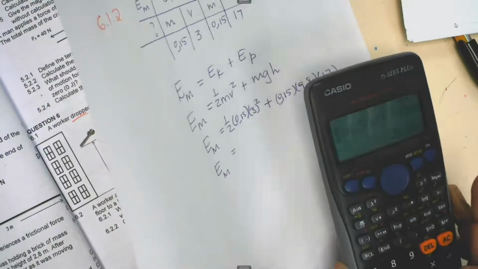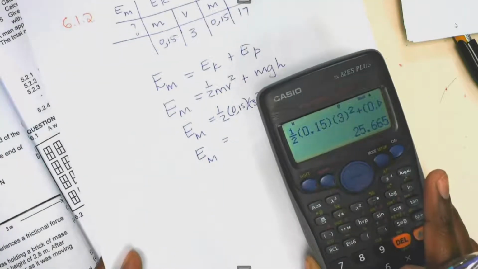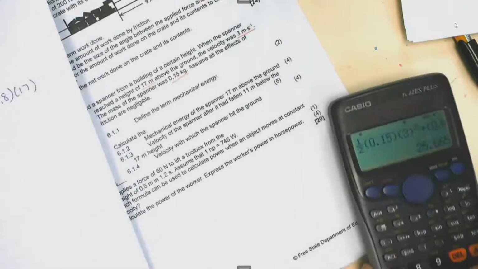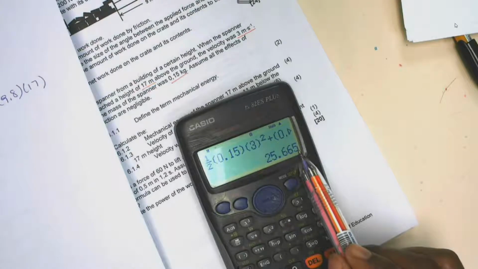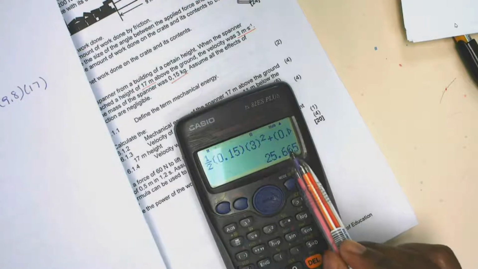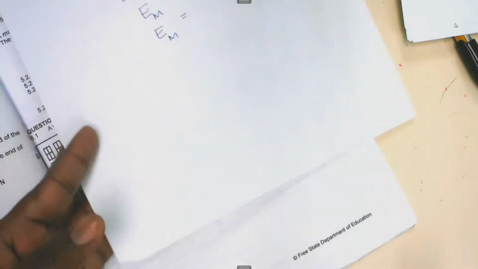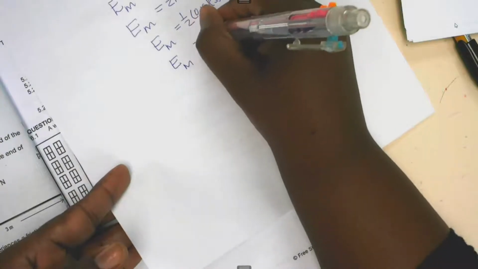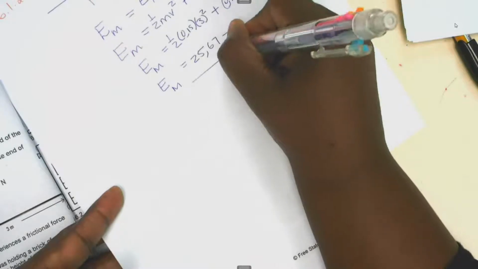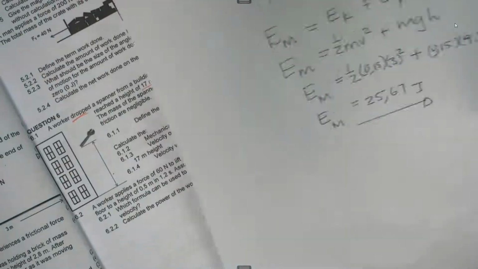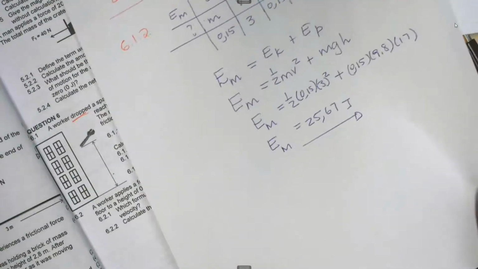25.676, rounds to 25.67. Remember, when we are rounding off, we check the next digit. If it's 5 and above, we add a 1 here. So it's 25.67. And again, we're dealing with energy, so the unit is joules.